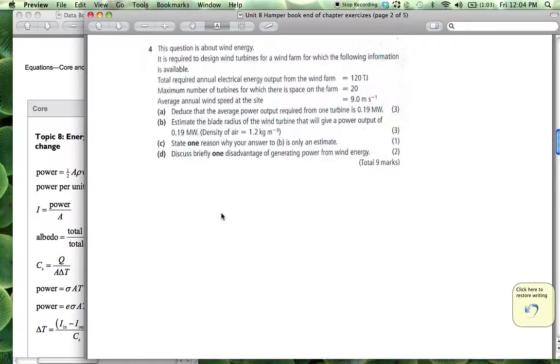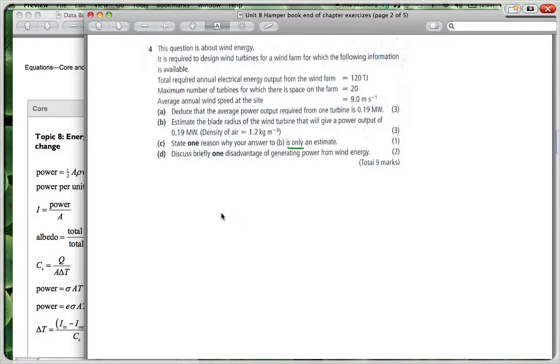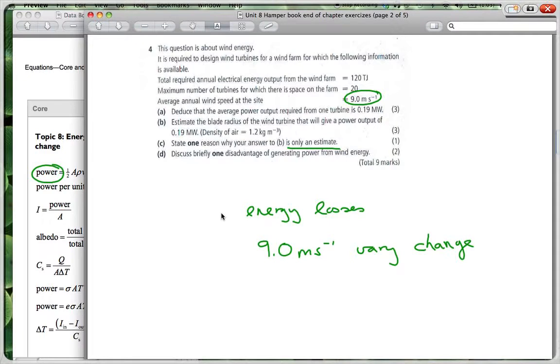Then it says state one reason why your answer to B is only an estimate. Well, in this formula we're getting the power that's generated from the wind, but there are obviously going to be energy losses. Also, the 9 meters per second is an estimate taken over data. This will vary and may change from year to year. Okay, so that should be fine.